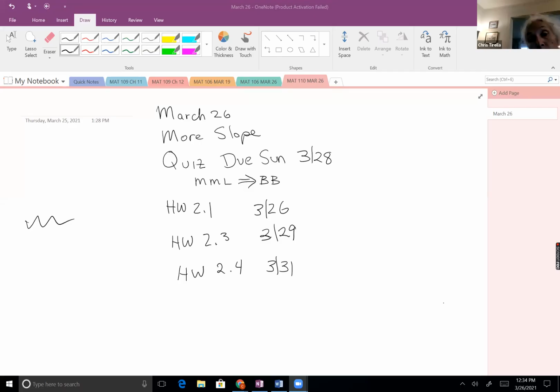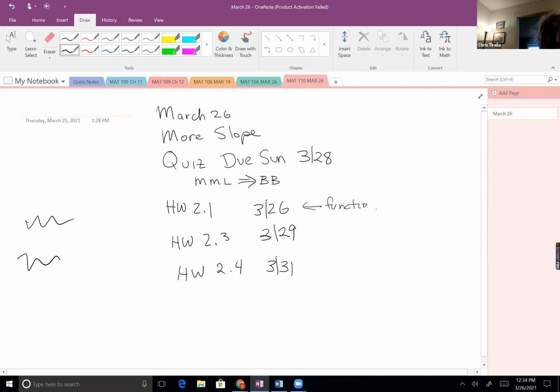And in answer to that question, homework 2.1 is due today. Homework 2.3 will be due on Monday. Homework 2.1 is the one that dealt with functions. Homework 2.3 is the one that deals with linear equations. And homework 2.4 is the one that deals with more on slope.